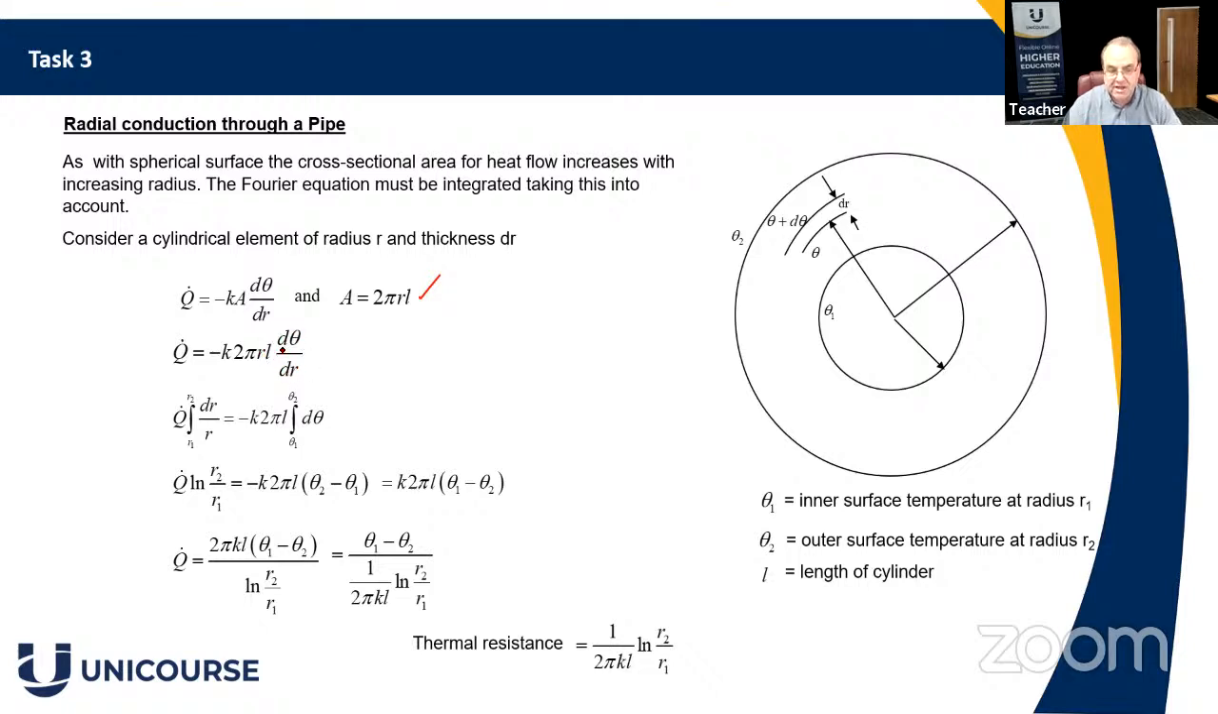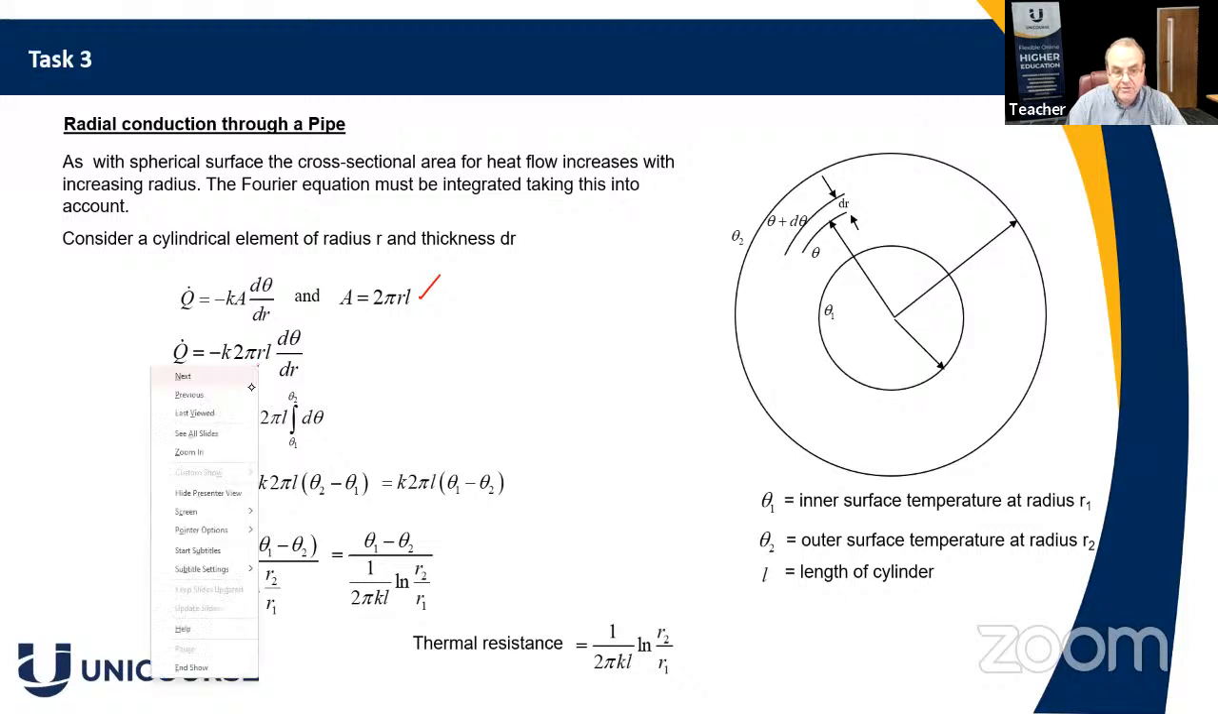Now we're going to integrate that. So what that means is we're going to assume again that Q, K, and L are constant. But this time we're going to rearrange it. We're going to take R to the other side of the equation. So it becomes 1 over R dr, and we have d theta left on the right-hand side of the equation.